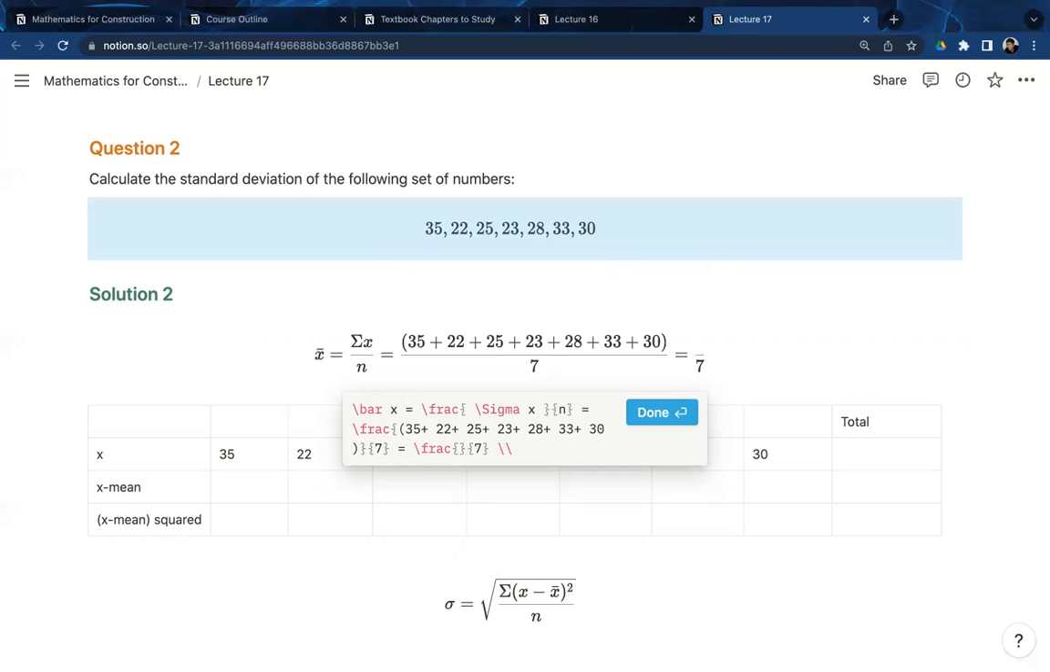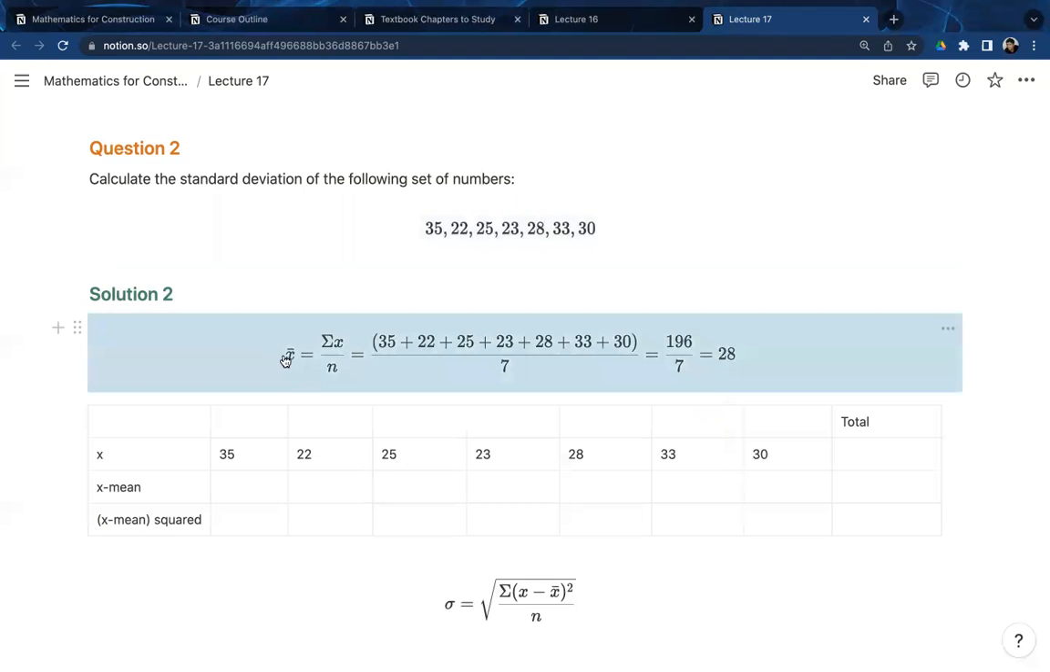No, the sum. Not the average, the actual sum of the numbers. $196. All right. $196 over 7 is what? 28? Yeah, 28. So this x bar is the mean, it's 28.